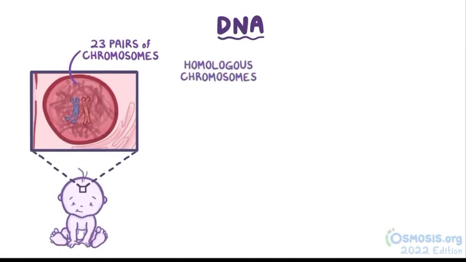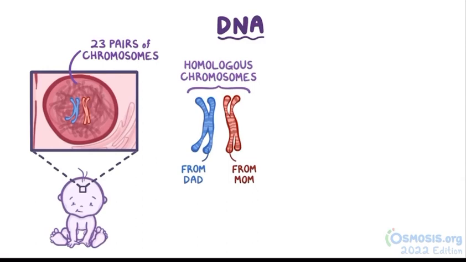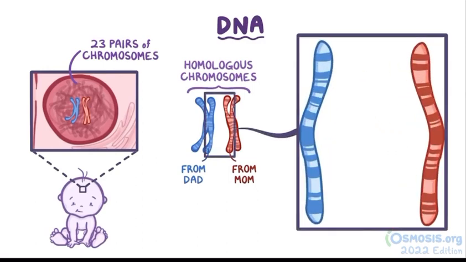Chromosomes come in homologous pairs because one comes from mom and one comes from dad. Each chromosome of the pair carries different versions of the same genes, called alleles.